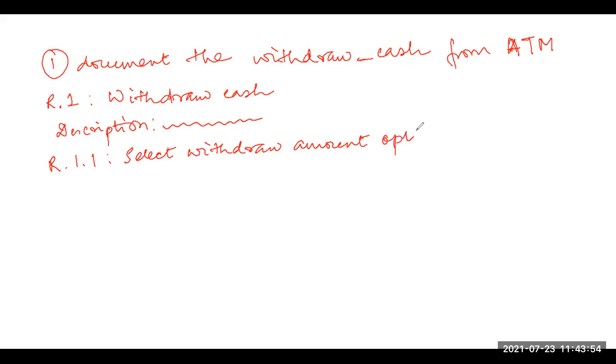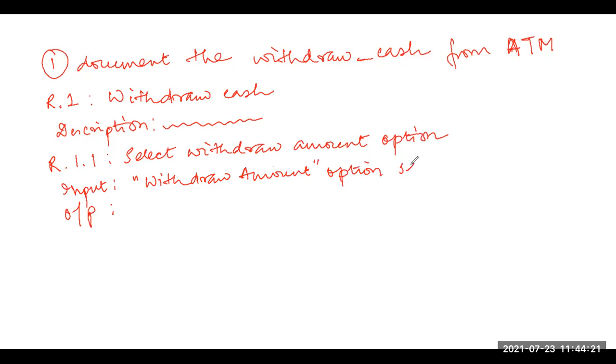So if select withdraw amount option is there, what will be the input and what will be the output? The input will be that the withdraw amount is selected. Until and unless you press that option, how will you be able to withdraw the money? So the input is that the withdraw amount option is selected, and the output is that the user is prompted to enter the account type.